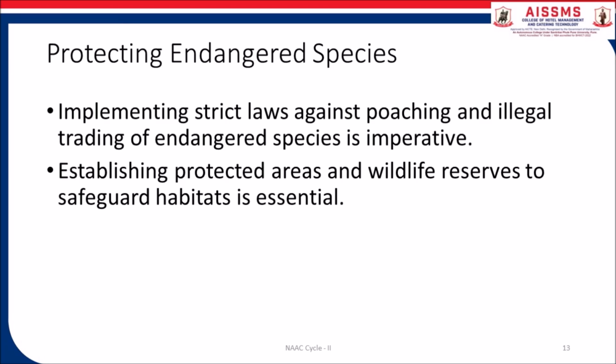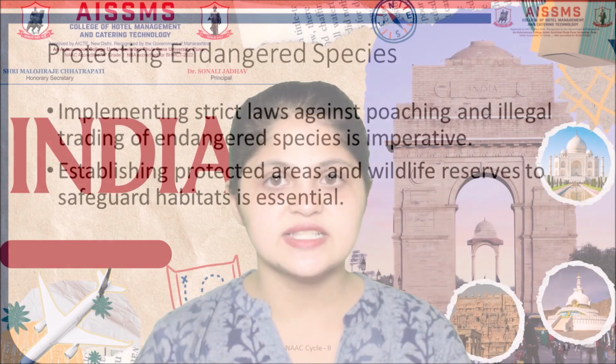Supporting sustainable practices in industries like logging, fishing, and agriculture to minimize habitat destruction is critical. Collaborating with local communities and indigenous groups to develop conservation strategies that respect their tradition as well as knowledge. Conducting research to understand the needs and behaviors of endangered species better can guide conservation efforts.